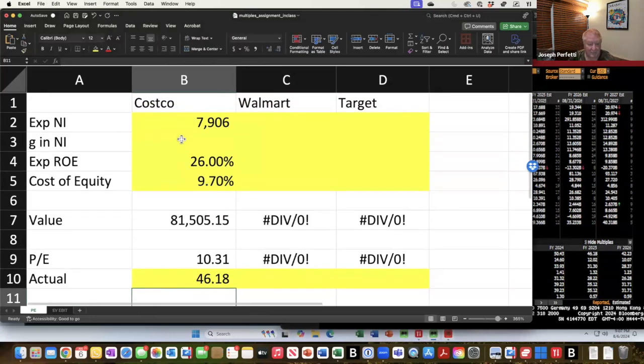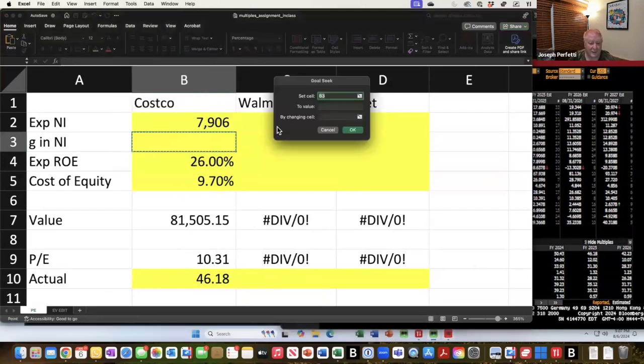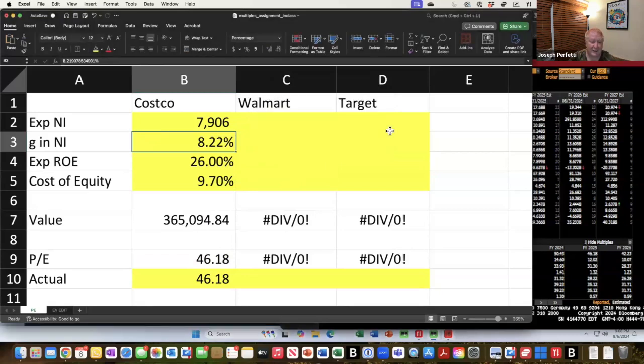So the process: put in the income, put in the ROE, put in the cost of equity, put in the actual PE that we observe in the marketplace today, and solve for the growth, kind of like we did in our DCF. So Tools, Goal Seek. Set the cell calculating PE in B9 to the PE I observe in the marketplace today, 46.18, by changing the growth rate, which is B3. So basically today, the market's using about an 8.22% growth in net income to justify that PE given that spread.